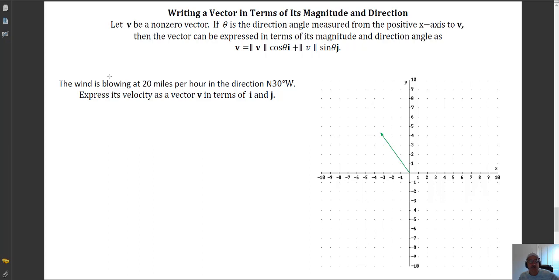All right. Now what it says here, it says the wind is blowing at 20 miles per hour in the direction north 30 degrees west. Express its velocity as a vector v in terms of i and j. All right. Now in physics, if they give you the 20 miles an hour, they're coming right out. It's kind of like they're giving you the magnitude right there. So this is kind of nice. They'll just come right out and hand you that.